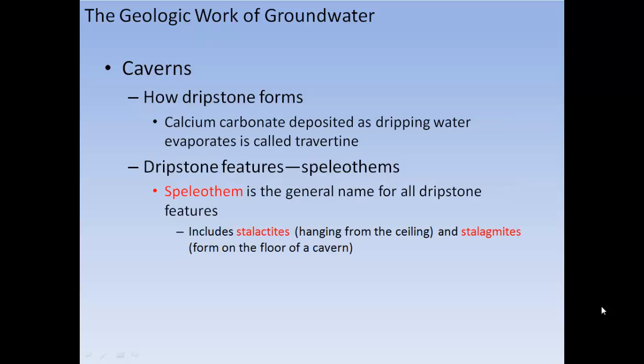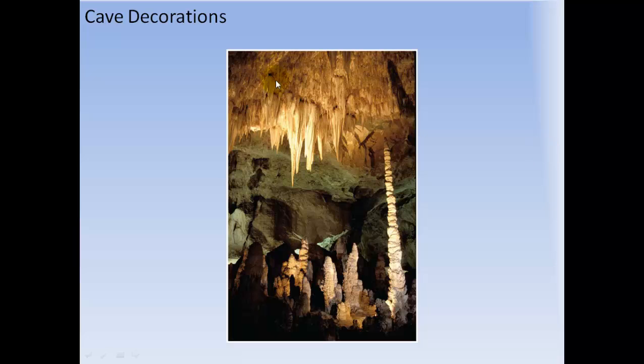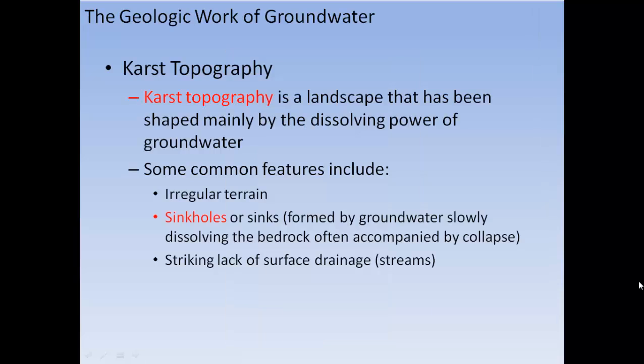How dripstone forms: calcium carbonate is deposited by dripping water, and that dripping water evaporates and leaves behind deposits called travertine. Dripstone features are speleothems. Speleothem is a general name for all dripstone features, but these include stalactites that hang from the ceiling and stalagmites that form on the floor. So here are some stalactites and some stalagmites, and this is a column.